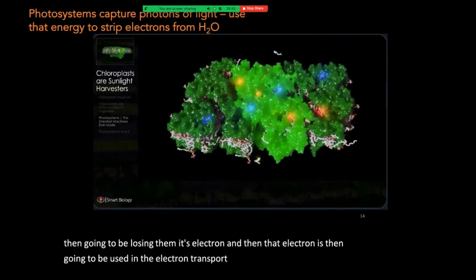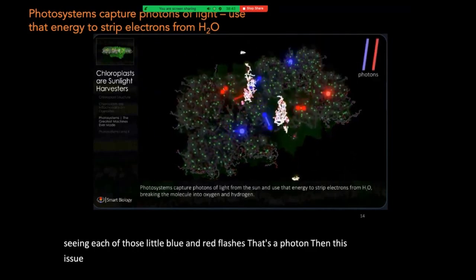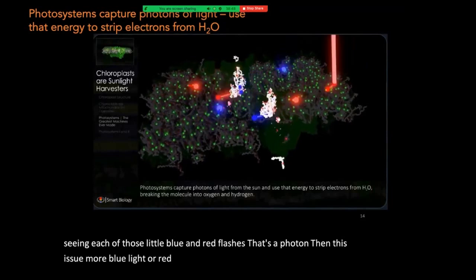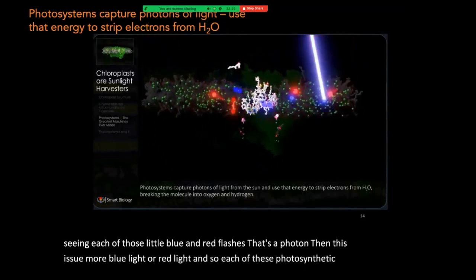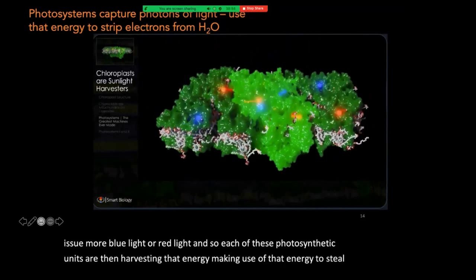So what you're seeing, each of those little blue and red flashes, is a photon associated with blue light or red light. Each of these photosynthetic units is harvesting that energy, making use of that energy to steal electrons. Okay, awesome.